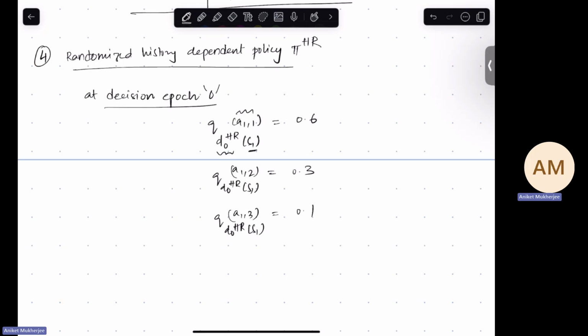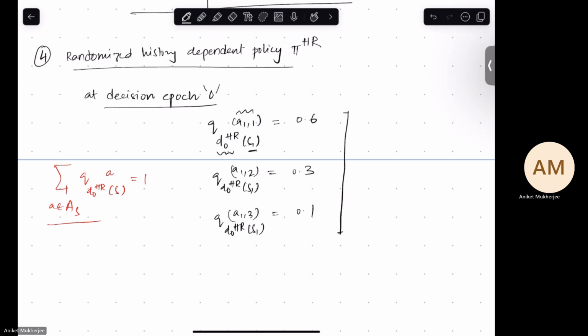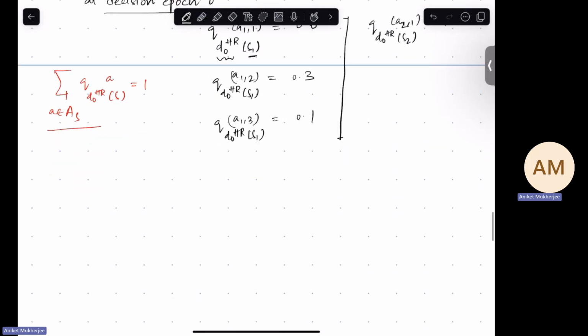Right. Here again, you get the same equation. So Q D0 HR S A for all A belongs to AS is equal to 1. Okay. Now, if you are at state S2, then there is only one possible action that you can take, that is A21, and you take that with probability 1. This is decision epoch 0.